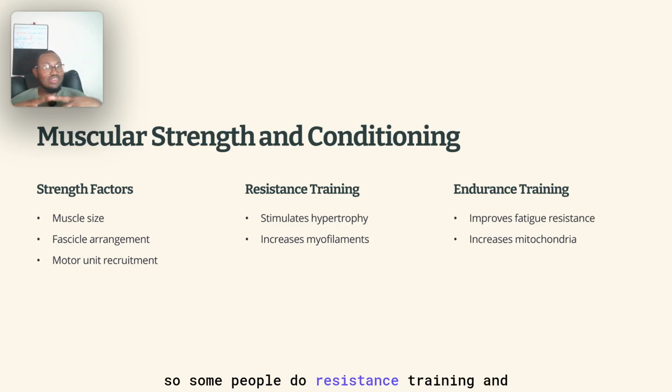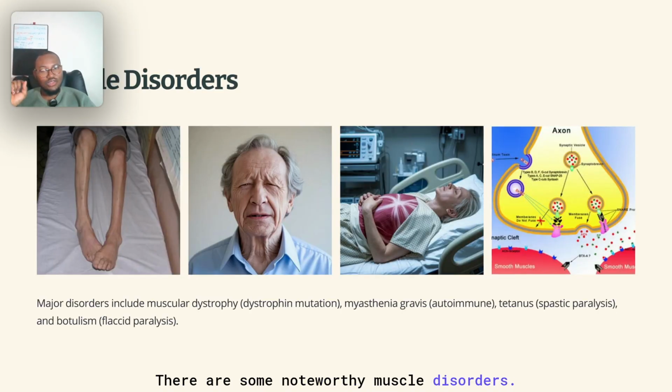So some people do resistance training and endurance exercise. It depends on what you want. Resistance training stimulates hypertrophy, increases myofilaments. Endurance training improves fatigue resistance, increases mitochondria to endure. There are some noteworthy muscle disorders, like muscular dystrophy, which is as a result of mutation in dystrophin. I mentioned it earlier. Dystrophin links actin to the sarcomere. Then we have myasthenia gravis, which is an autoimmune deficiency that affects ACH behavior.